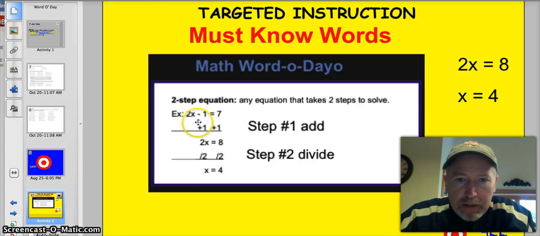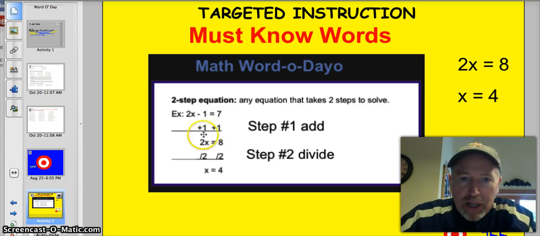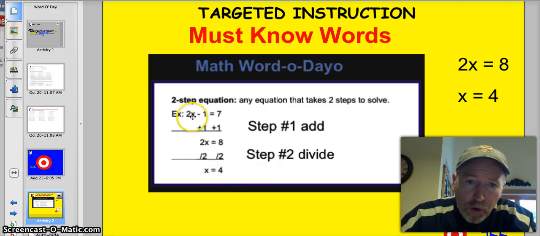But take a look at this equation here. We have 2x minus 1 equals 7. Step one is we have to add 1 to each side. Again, remember our goal is to isolate the variable, get that variable by itself. So we add 1, and we end up with 2x equals 8. Just like my little equation over here, we divide by 2, and we get x equals 4. Let's make sure it works. Substitute 4 back in. 2 times 4 is 8, minus 1 equals 7.